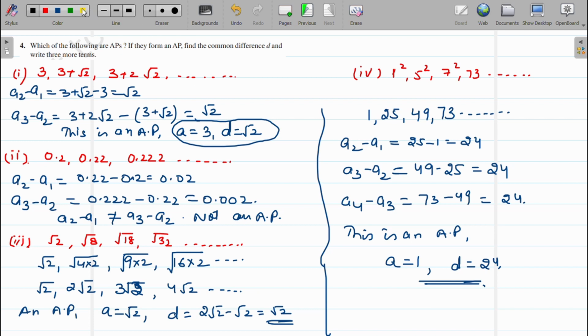So if I write 3 more terms for this one, they can be 3 plus 3 root 2, 3 plus 4 root 2, and 3 plus 5 root 2. Just going on with the same principle.